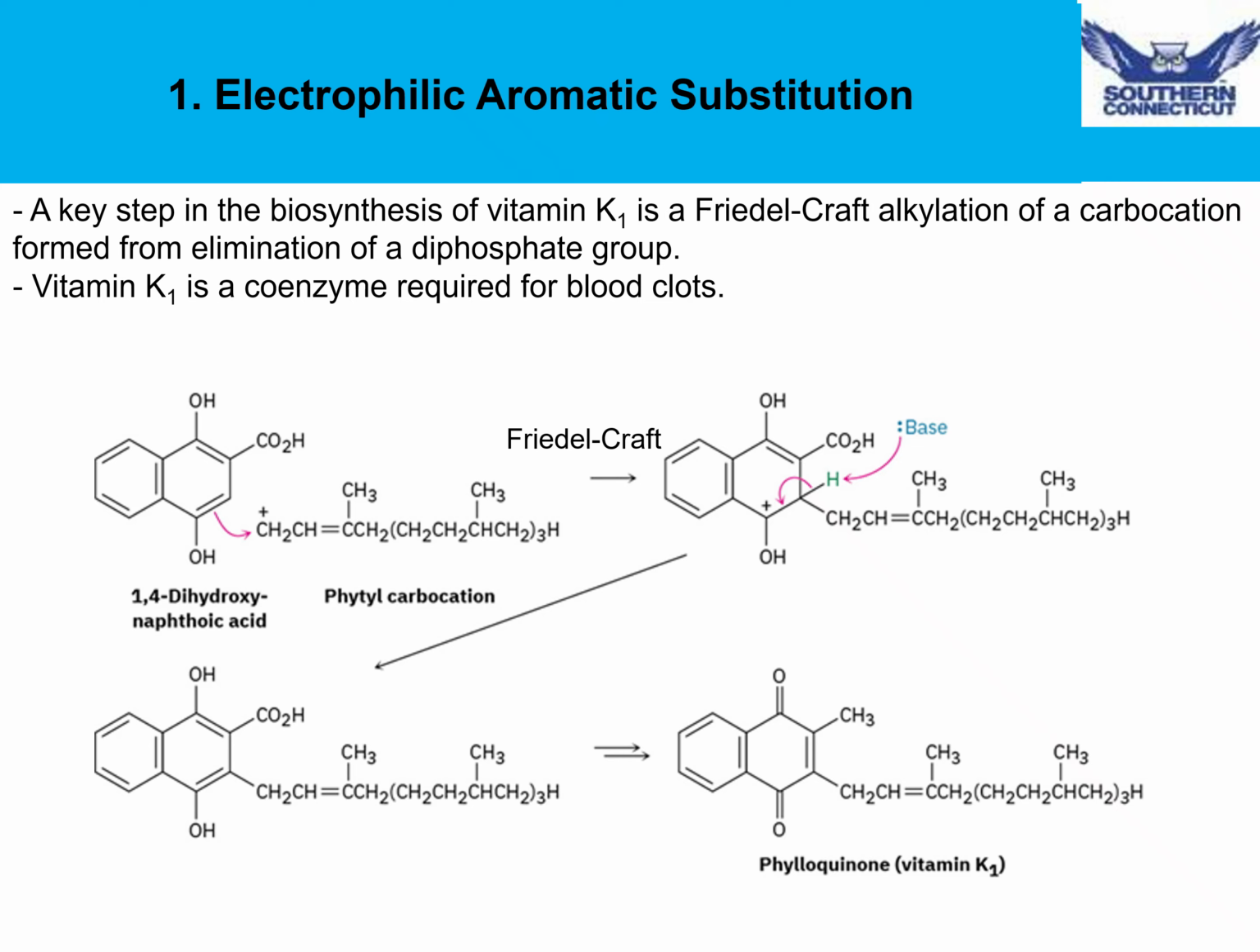Vitamin K1 is a coenzyme required for blood clotting. In the biosynthesis of vitamin K1, a Friedel-Crafts alkylation is used to add an alkyl group. This carbocation will react with this aromatic ring, forming this intermediate, which then loses a hydrogen, reforming the double bond to give us the Friedel-Crafts product.